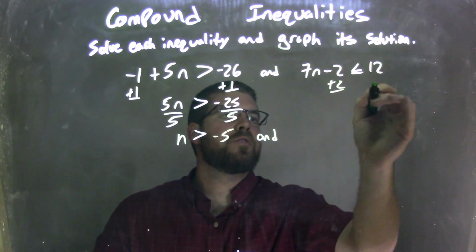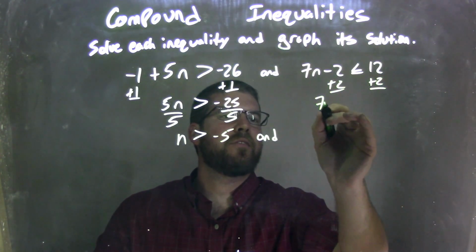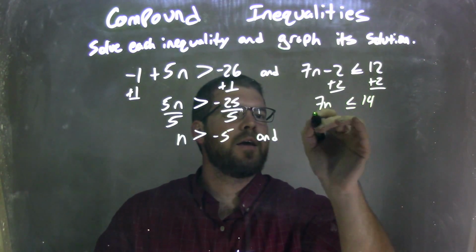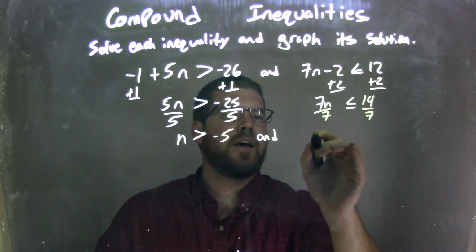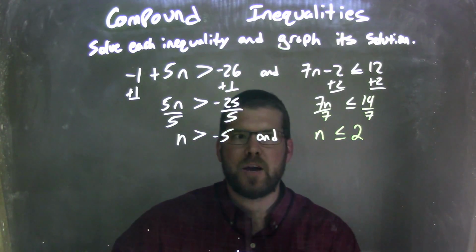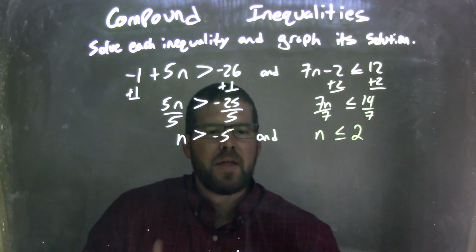I add a 2 to both sides, leaving me with 7n is less than or equal to 12 plus 2, which is 14. And then divide by 7 on both sides, giving me n by itself is less than or equal to 2, 14 divided by 7. Okay? So now this one's tricky.